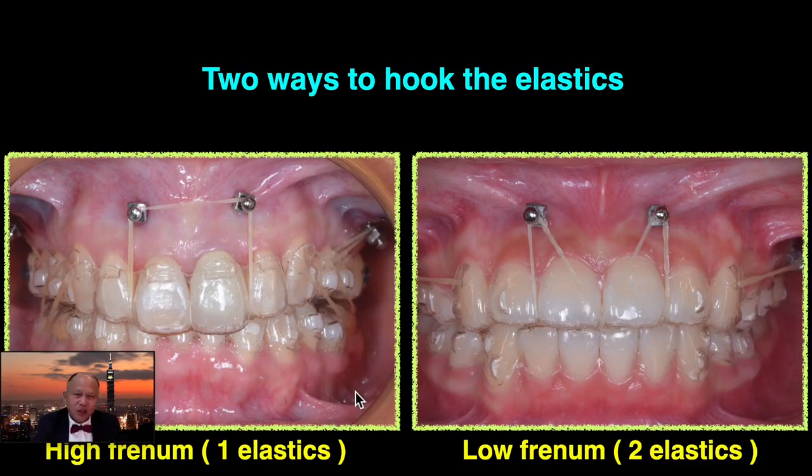And there are two ways to hook this elastic. If you have a high Fresnel, if the patient has a high Fresnel, you wear one elastic. If you have a low Fresnel, you can either cut the Fresnel, reposition it, or you can wear two. So you can stay away from this Fresnel easily.